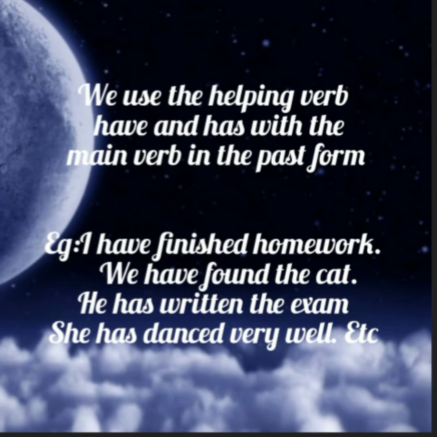We use the helping verb have and has with the main verb in the past form. Example: I have finished homework. That means I have already finished the homework. That means it is a completed action. So we can use subject plus has or have plus past participle form of the verb.